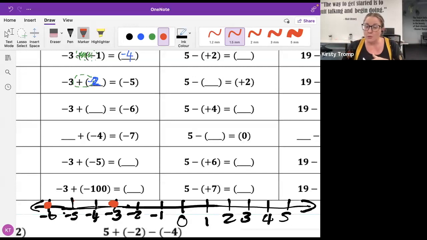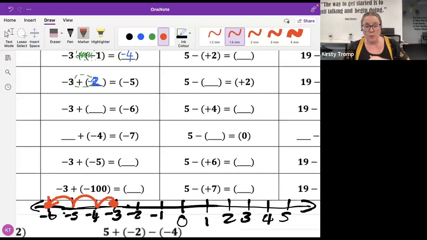All right, so we're starting at -3 and we want to end up at -6. Which way are we moving? Are we moving right or are we moving left? We're going left. Good, well done. So 1, 2, 3. Fantastic. So it says -3 plus, and then it's got brackets, is equal to -6.